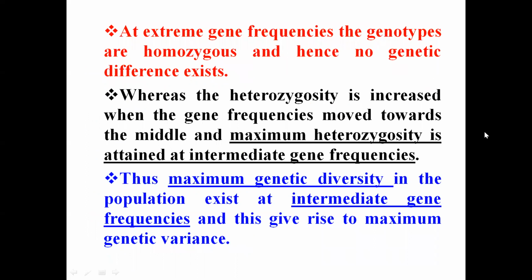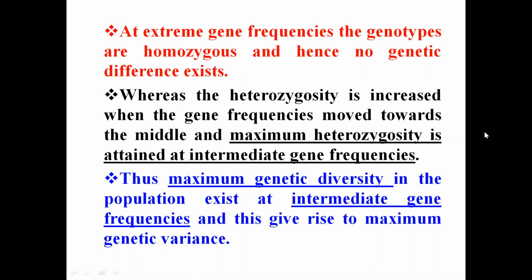At extreme gene frequencies, the genotypes are homozygous and hence no genetic difference exists, because in this case, the frequency of one allele is 0. If P is equal to 0, it means there are only A2 type genotypes. So no genetic difference. All the genotypes are the same and all are homozygous.